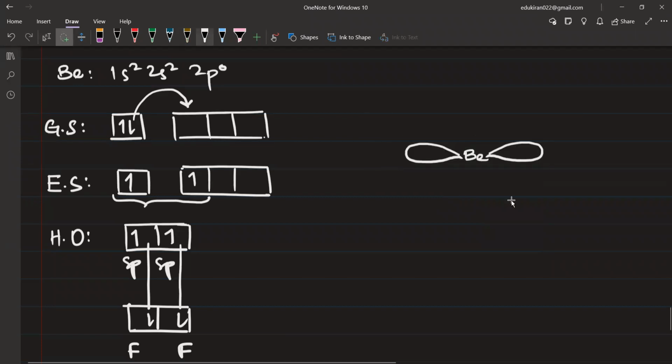And then the fluorine atoms. What is this fluorine here? So fluorine's p orbital is present.